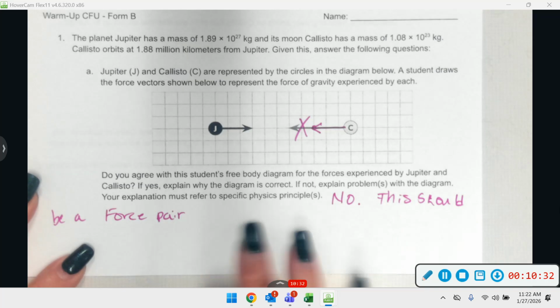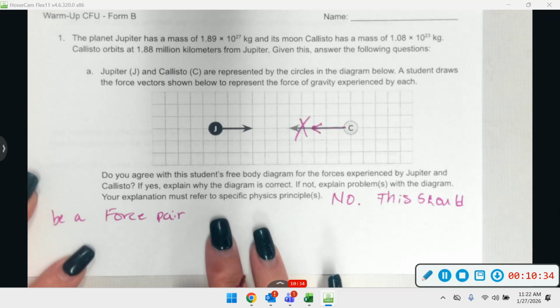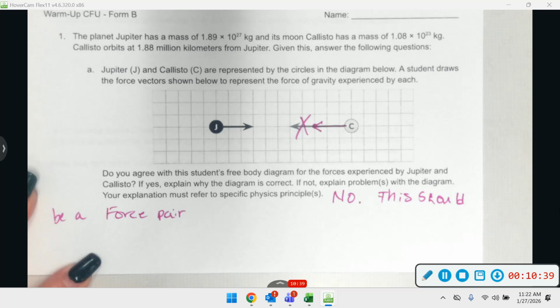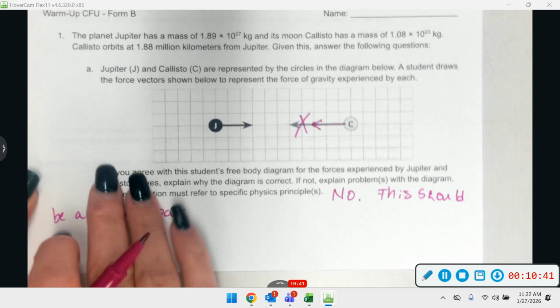So again, you can refer here to Newton's third law and say for every action there's an equal and opposite reaction, but these two should be equal and opposite. It is an action-reaction force pair.